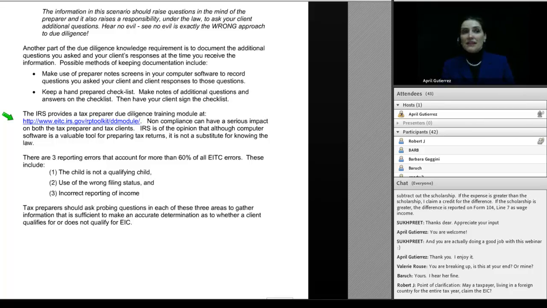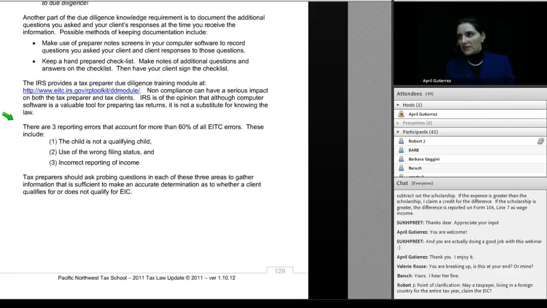If you ask them for something that isn't convenient, they're not going to like you for it. And the fact that it's not convenient to them does not mean you can ignore it. So earned income credit is just all the more emphasis on due diligence, all the more scrutiny on due diligence. But due diligence applies across the board to every number you put on every line of your tax return.